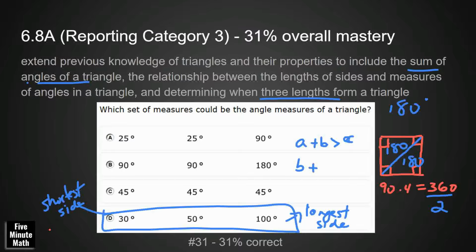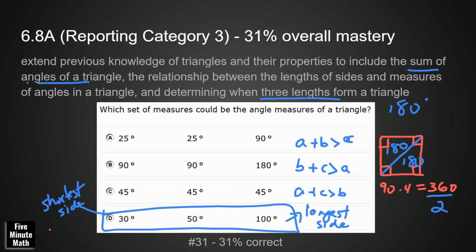So A and B need to be greater than C, B and C need to be greater than A, and then A and C need to be greater than B. Only when, if you take those three inequalities here, add up the two sides, make sure they're longer than the third for all three sets, that's when it's a triangle. So this is a pretty packed reporting category, or pretty packed readiness standard.